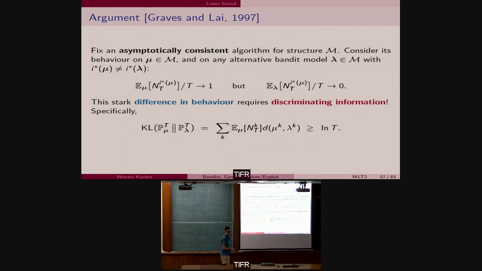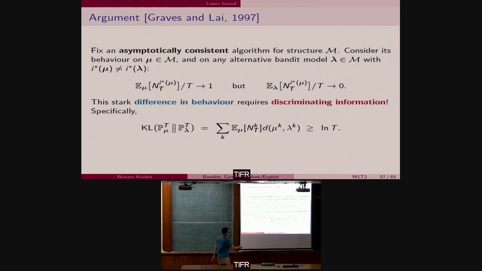Okay, so that means it needs information to see that difference. You can quantify that by a nice Kullback-Leibler contraction-based argument. But what comes out of all that is that if I look at how many times you sampled an arm, and I look at how much information you get from seeing an observation between mu and lambda, then that has to now be at least log t.